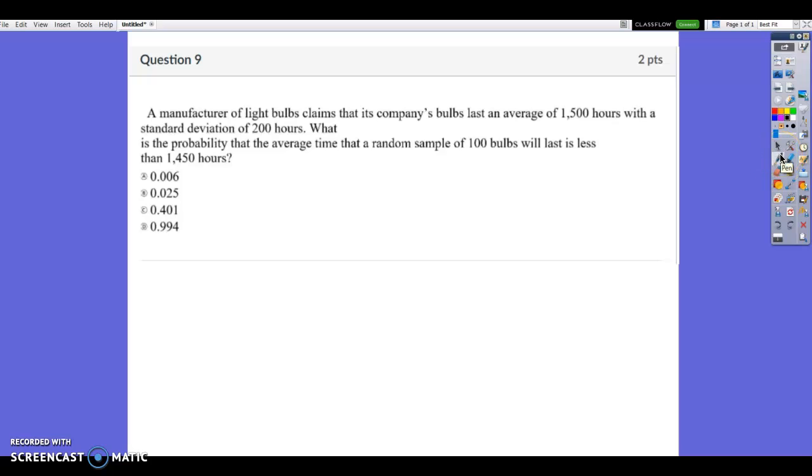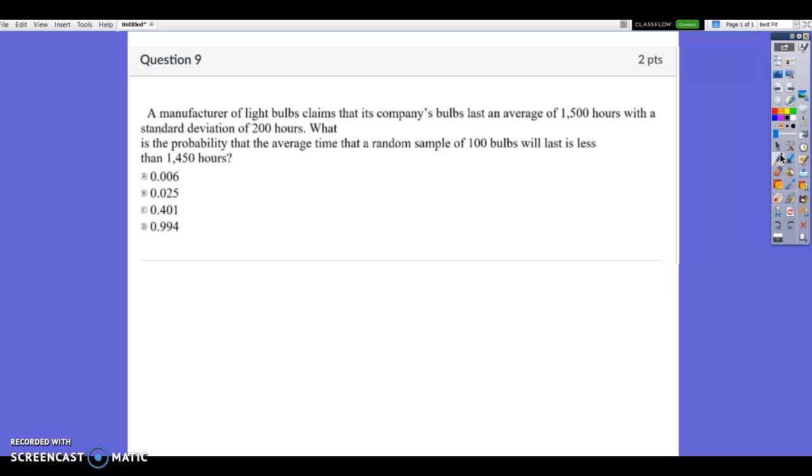Hey guys, this is number 9 from the quiz. I want to go over this question because this is one that we haven't done one like this before. Not really sure why. There's an example in the quiz or in the book of something that we haven't covered. But anyways, let's look at this problem.